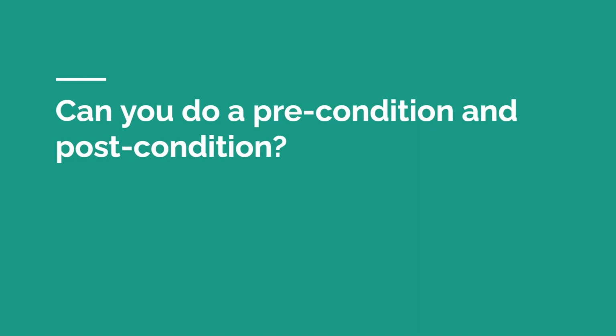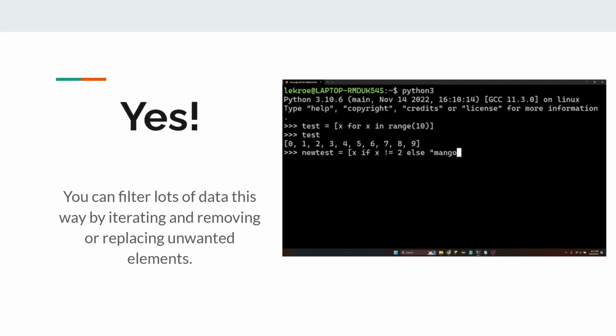Can you do a precondition and a postcondition? You can, and my first thought when I learned about this was it could be pretty useful for filtering out lots of data. Here you see we have the original list of 0 to 9. x is only x if it is not equal to 2, otherwise it's equal to mango, and because Python lists can be heterogeneous, this substitution works fine, so it's 0 mango 4 6 8. And we check at the end of the list comprehension over here if x is even, and then we return it.